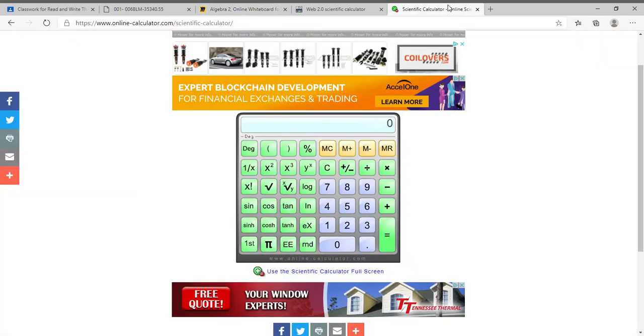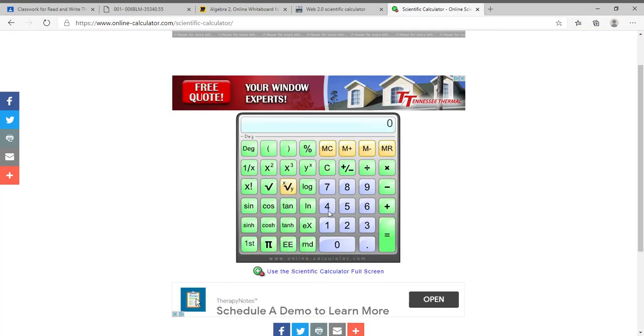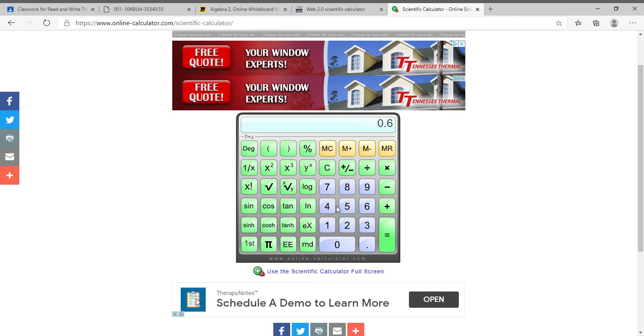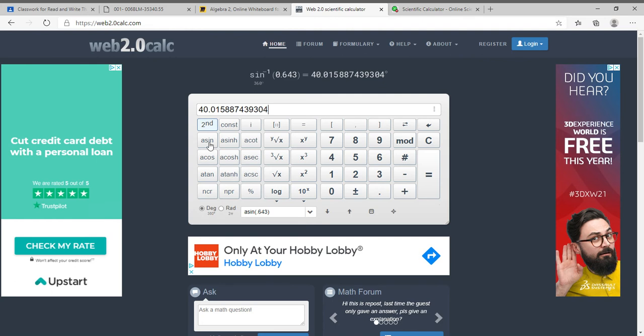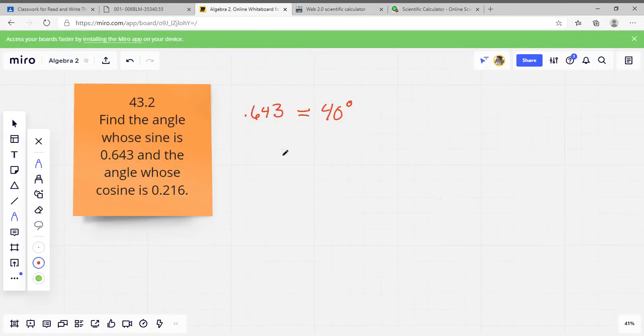Now, it may look different. On this calculator, 0.643, here's sine, but we need to hit second there, and it says sine -1, and it's 40 degrees. Okay, so your calculator might say sine -1, or it might look like this one where it says a sine. That just means the inverse. Or you may have a calculator where you have an inverse button. So first you would hit inverse, and then you would hit sine.